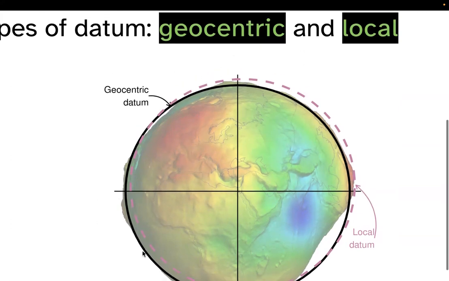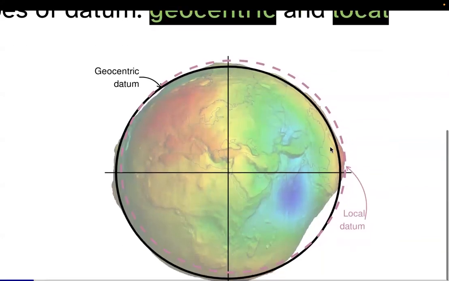In contrast to a geocentric datum, there is a local datum. Different local datums are developed for specific regions of the world, and they do match that region very well. They work very poorly outside of that region. Here we see a local datum that is approximating the shape of the Earth in this very specific place on Earth. Whatever this is, it looks like it would be somewhere maybe in Russia perhaps, or China, I'm not sure.